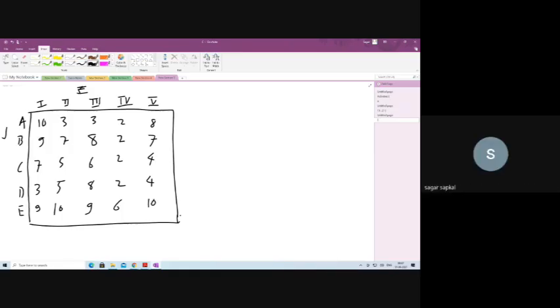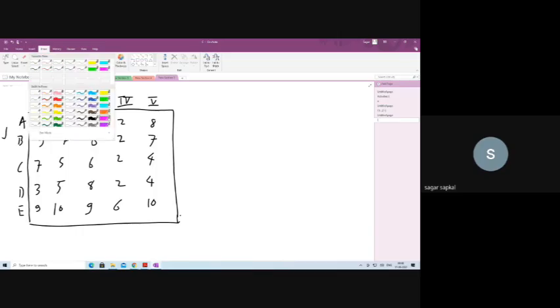Okay, is that correct? Okay, now reduce that matrix by observing the row wise minimum element and subtracting it from that particular row. Can you do that? Yes, sir. Okay, complete it and tell me the values.